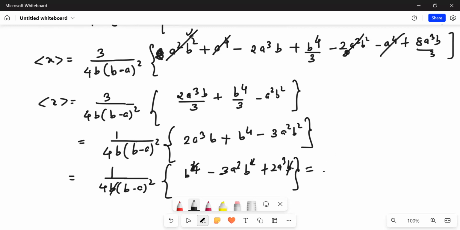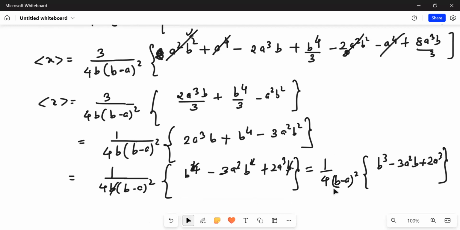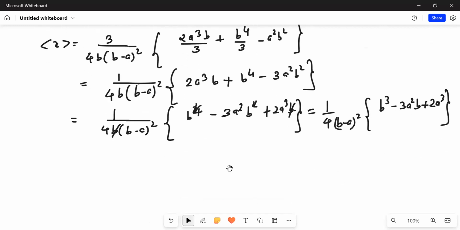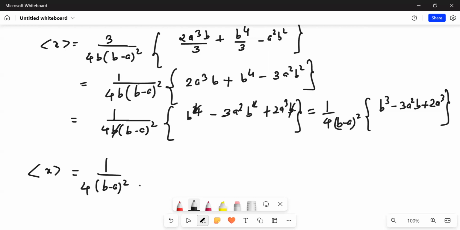So after all, I'll get 1 upon 4 b minus a whole square, and this is, I think, b cube minus 3a square b plus 2a cube. This is what I'm getting at the end. So this is the expectation value of x. It is equal to 1 upon 4 b minus a whole square, and then you have this b cube minus 3a square b, and then plus 2a cube. If you can solve it further, you can also do it.